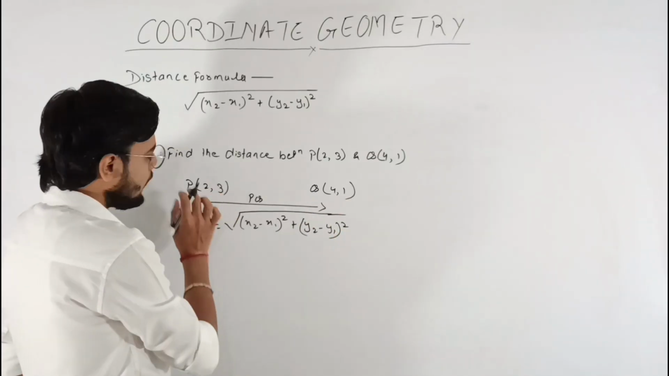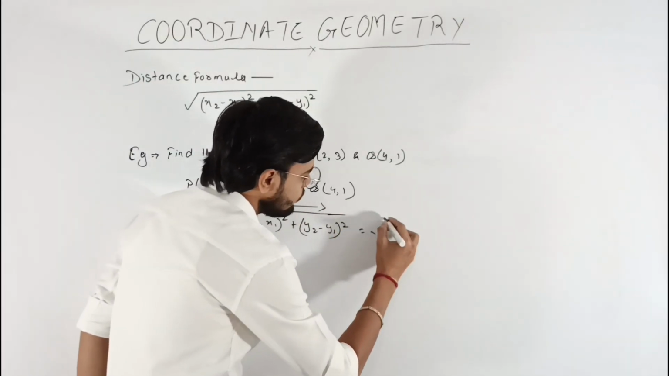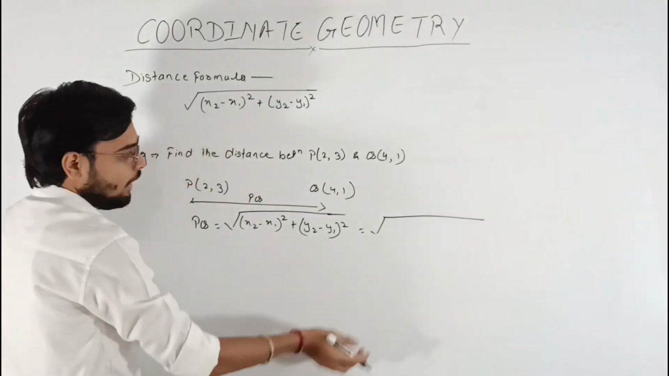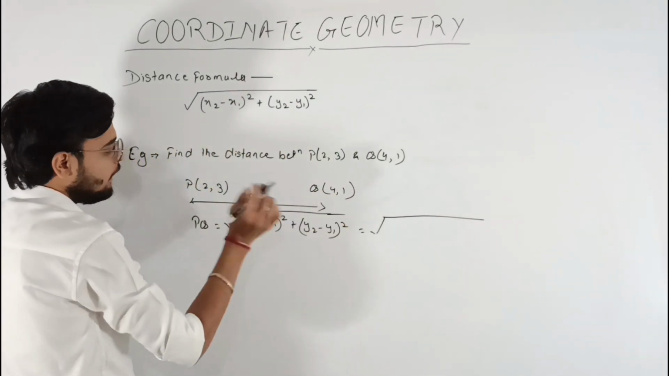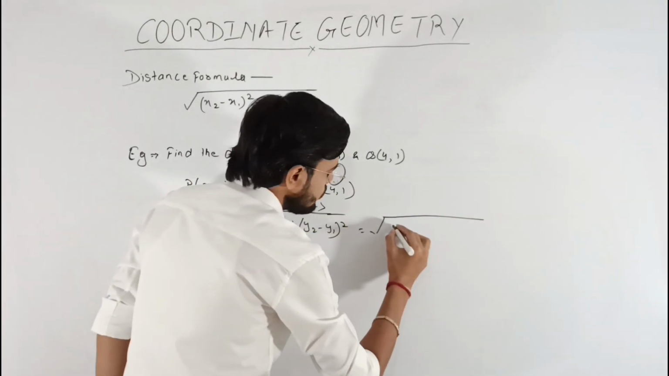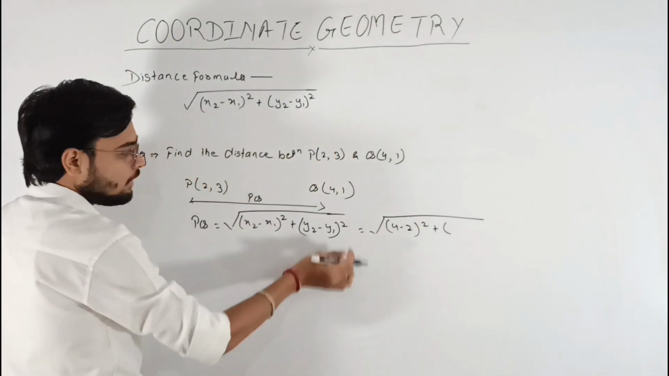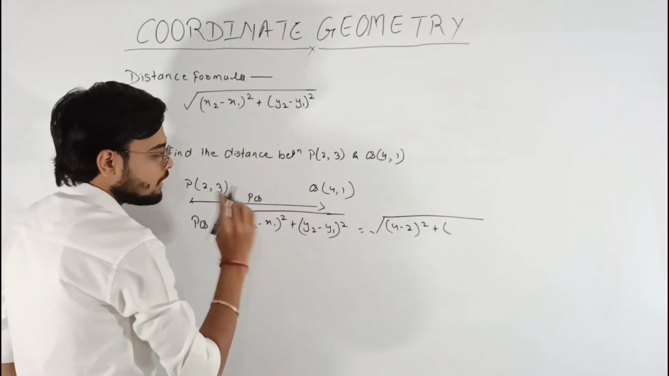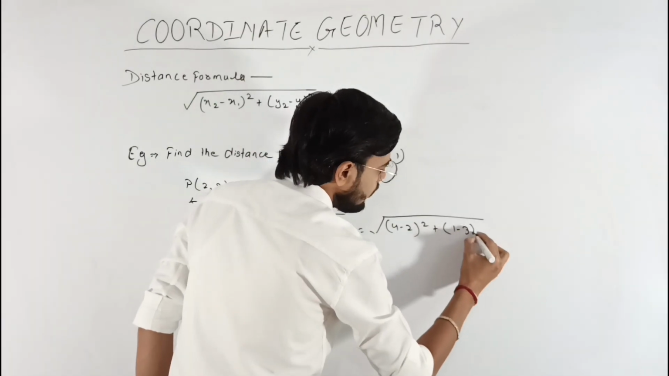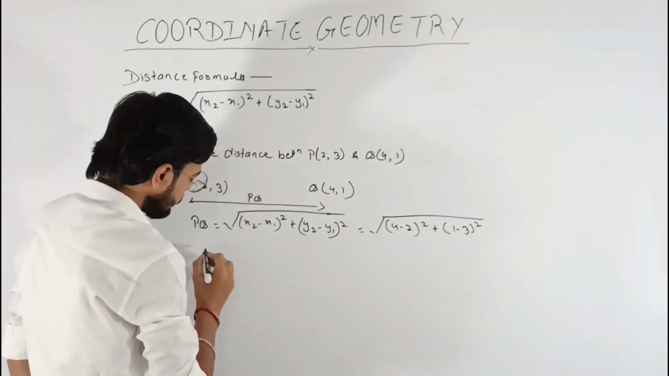Okay, now look, I take P as the first point. So here x2 minus x1. This one is x2, the x coordinate 4, and this one is x1. So (4 minus 2) square plus (y2 minus y1). This one is y2, 1, and y1 is 3. So (1 minus 3) square.